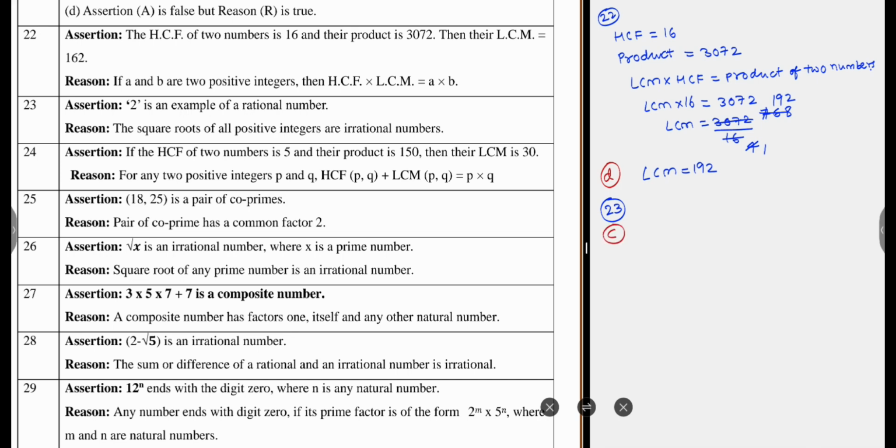Assertion true, reason is false. Question number 23. Now question number 24. In question number 24, what is given? The HCF of two numbers is 5 and their product is 150.